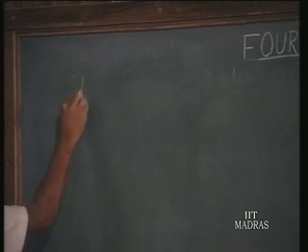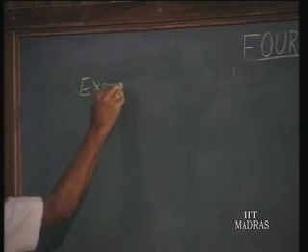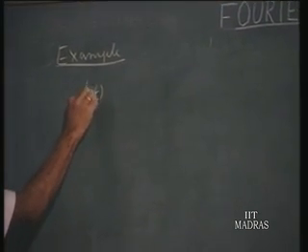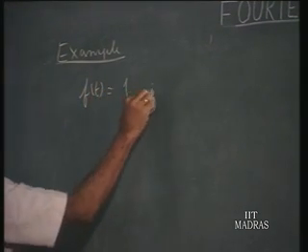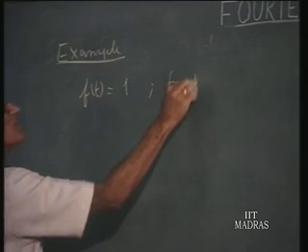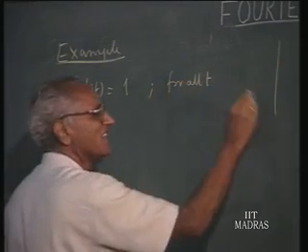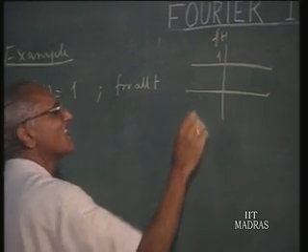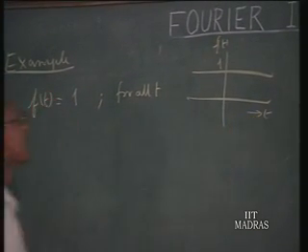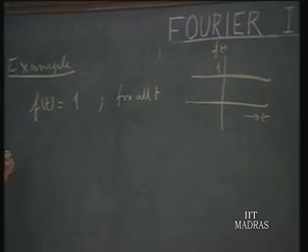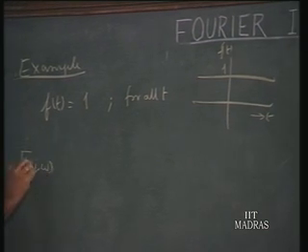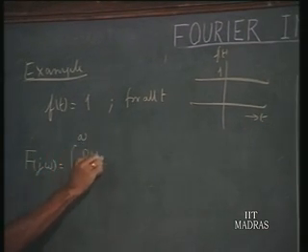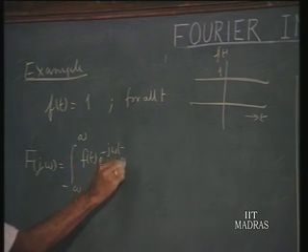Let us take a simple example now to illustrate these relations. We will take f of t to be a DC quantity equal to 1 for all t. So, that means f of t is a constant 1. F of j omega for this is obviously the integral from minus infinity to plus infinity of f of t e to the power of minus j omega t dt.